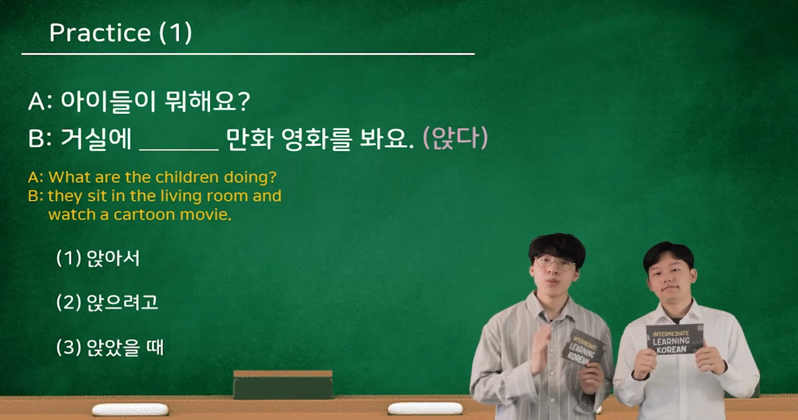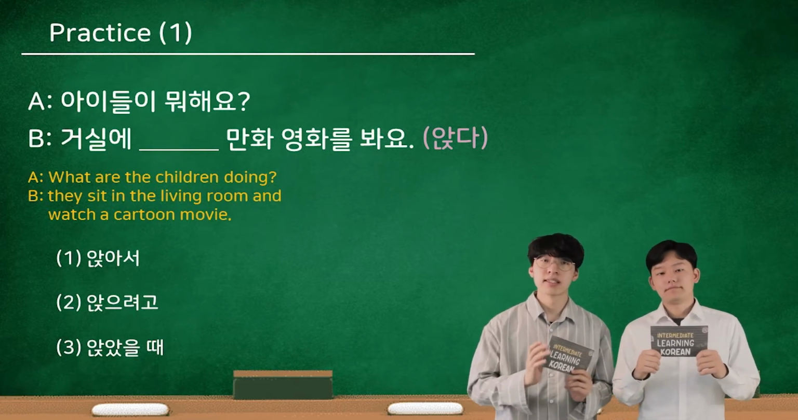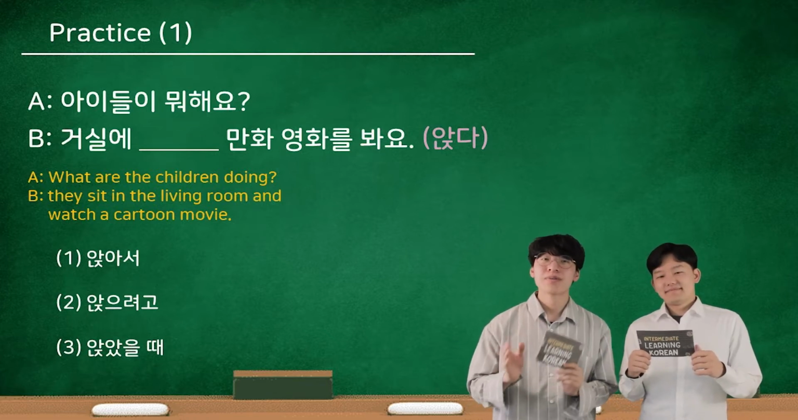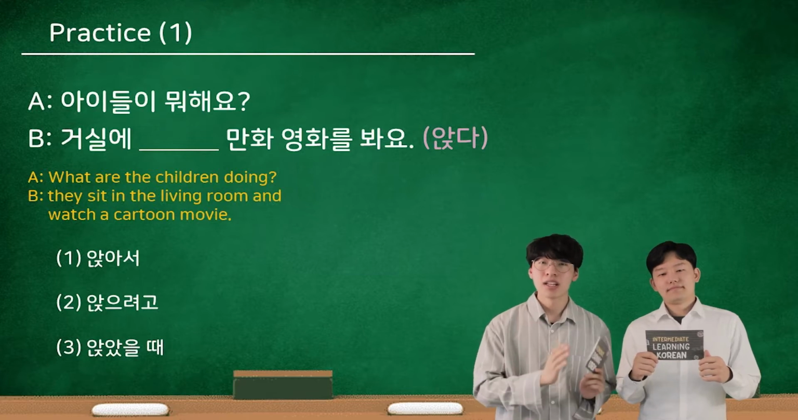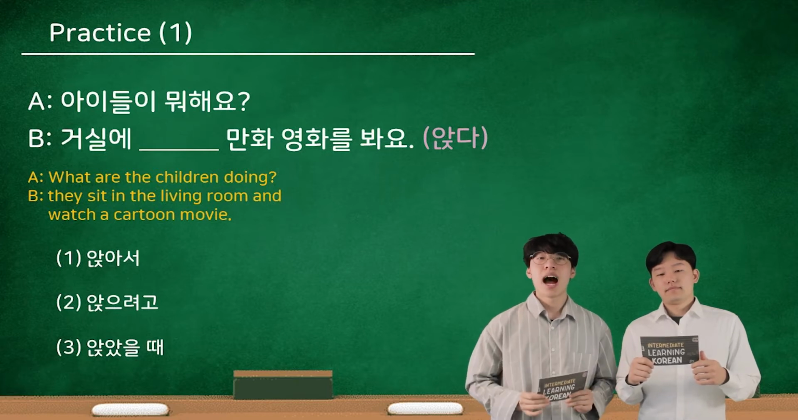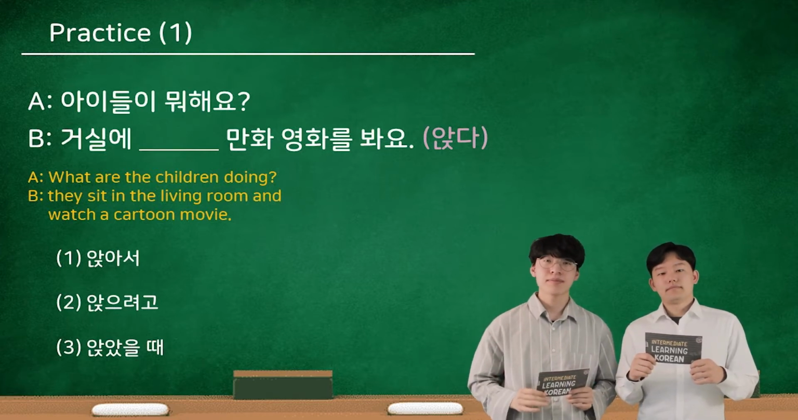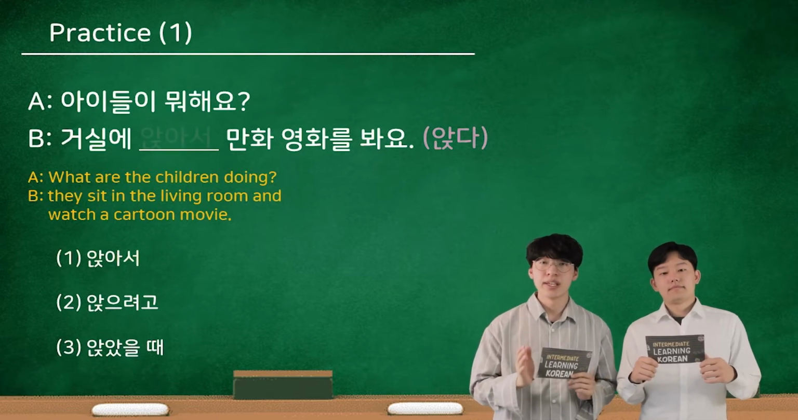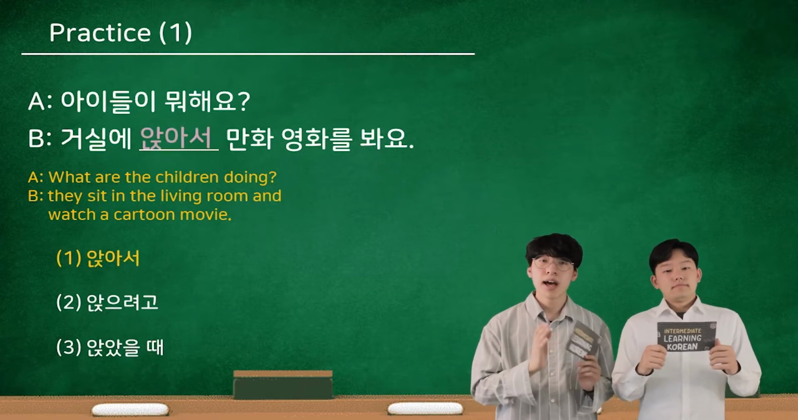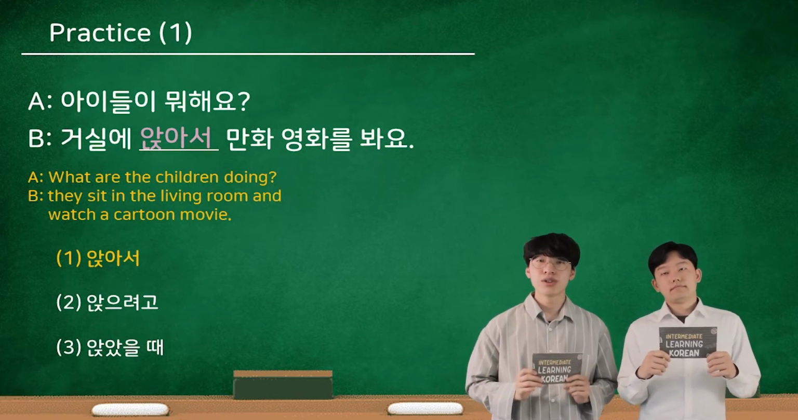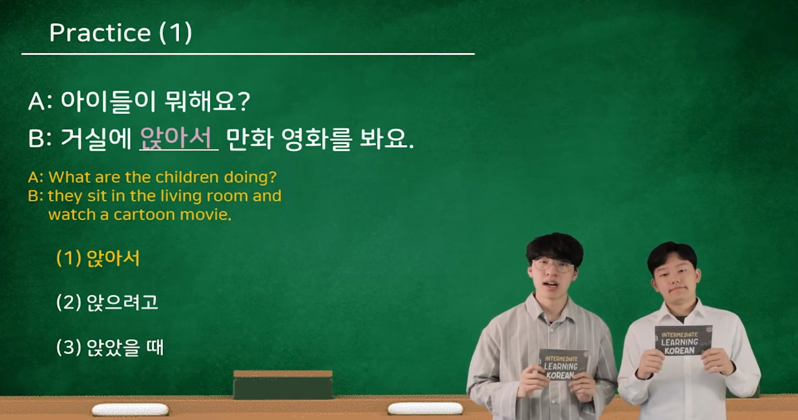A. 어제 뭐 했어요? B. 친구를 만나다 같이 쇼핑했어요. Then, again, I will give you 5 seconds, so please try to solve it. Yes, the correct answer is 만나서, because a is included in the stem of the verb 만나다. So, 아서 is used to make 만나서. Shall we all read the sentence together?